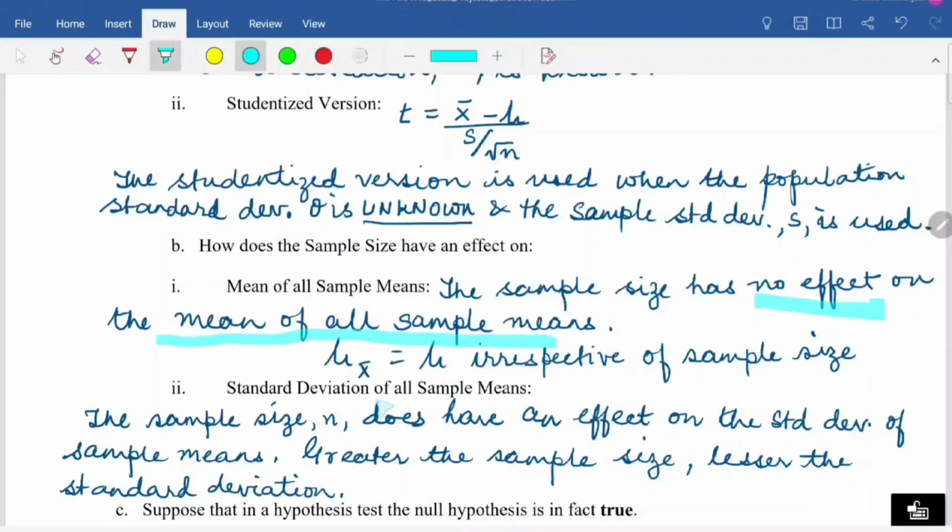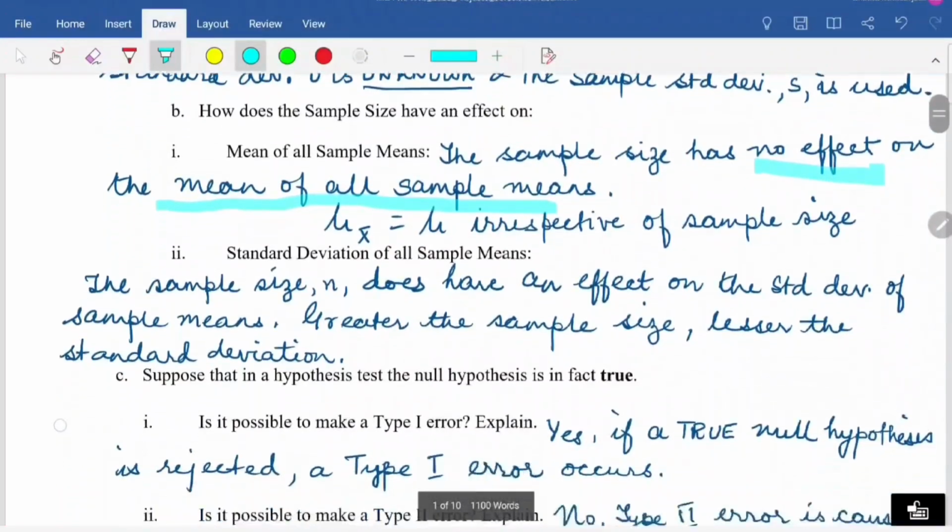What about the standard deviation? Does the sample size have an effect on the standard deviation? Yes. The sample size does not have an effect on the means of all the sample means, but it does have an effect on the standard deviation of all the sample means. So the sample size n does have an effect on the standard deviation of sample means. Greater the sample size, lesser the standard deviation. That means it's inversely proportional. As the sample size increases, the standard deviation gets smaller and smaller. All right?